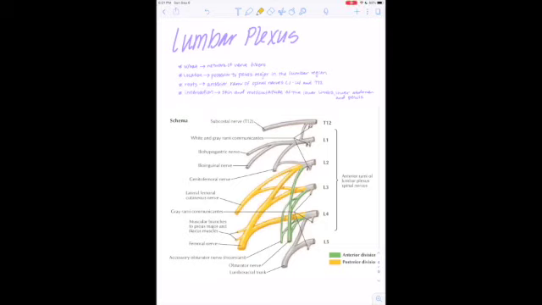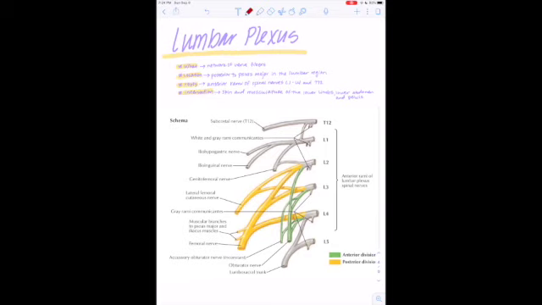We're talking about the nerves of the abdomen today, starting with the lumbar plexus. It's a network of nerves located in the lumbar region posterior to the psoas major. Its roots are the anterior rami of spinal nerves L1 through L4 and T12, and it innervates the skin and musculature of the lower limbs, lower abdomen, and the pelvis.